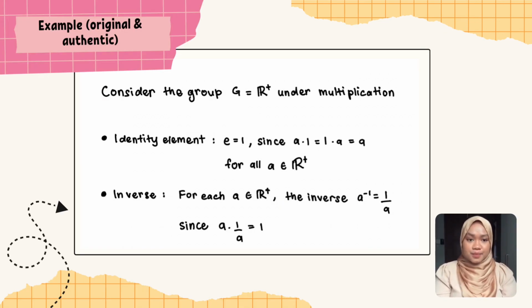Next, we continue with the example. Here, we consider the group G equal to R positive under multiplication. The first one, we have the identity element, which is E equal to 1, since A multiplied by 1 is equal to 1 multiplied by A, and then we will get A for all A in R positive. Next, inverse. For each A in R positive, the inverse A to the power of -1 is equal to 1 over A, since A multiplied by 1 over A is equal to 1.